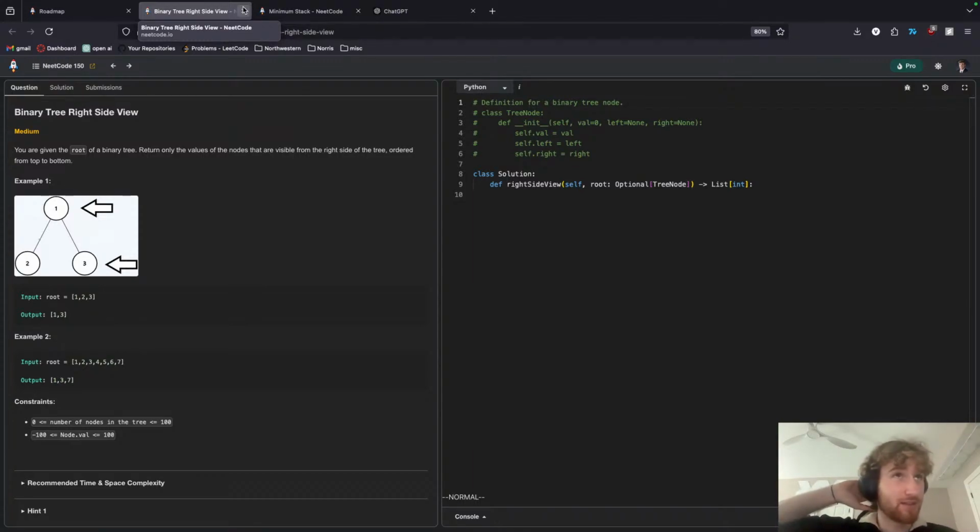Alright, now what the heck is this? You're given the root of a binary tree. Return only the values of the nodes that are visible from the right side of the tree. Wait, like far right? Because why would this not just be traversing straight down the right side? Am I stupid? What am I missing?